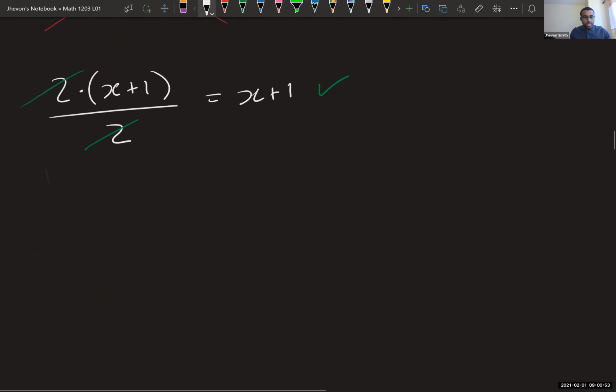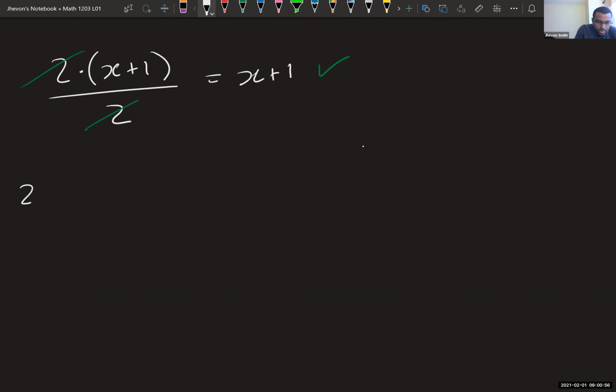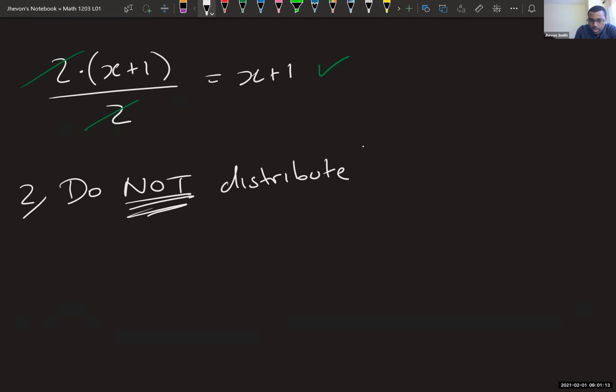Okay, let's move on. The second thing. Another very common mistake, yet it's very elementary. It's really not a mistake that you should be making. Do not distribute powers across sums.